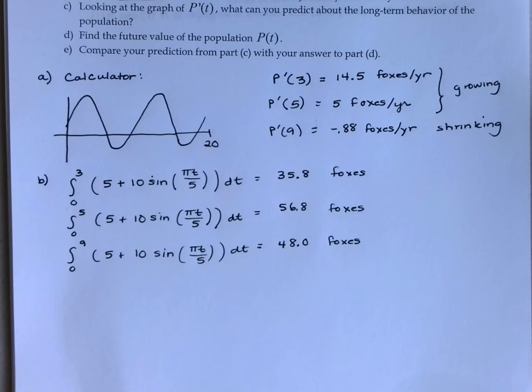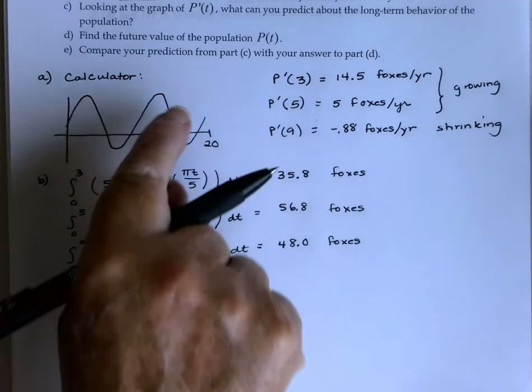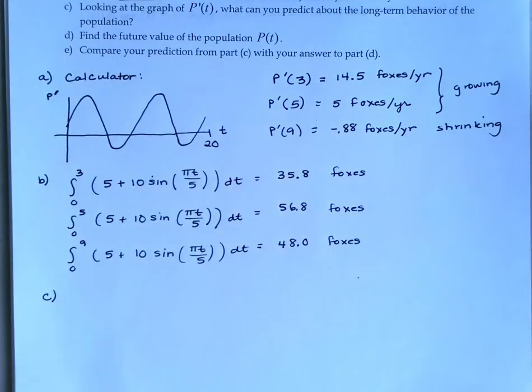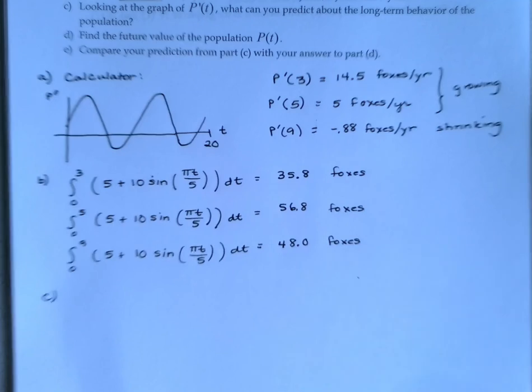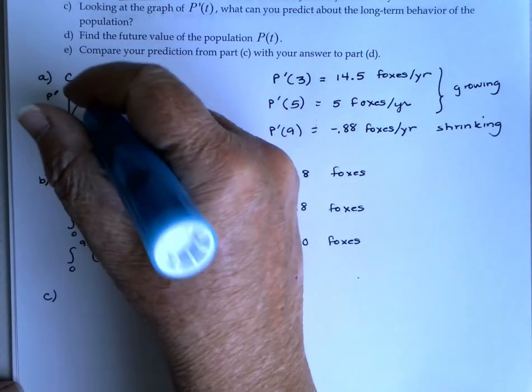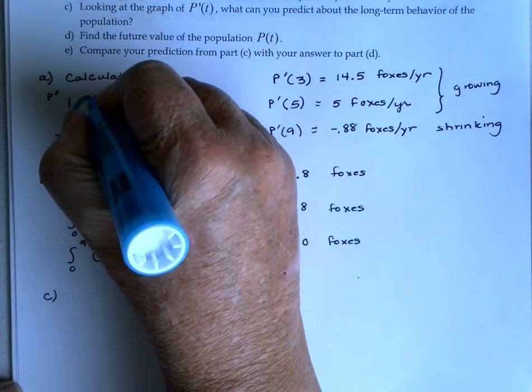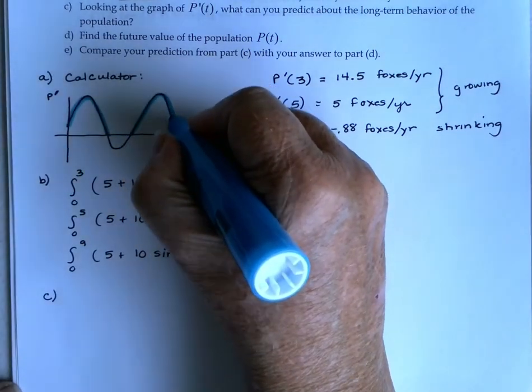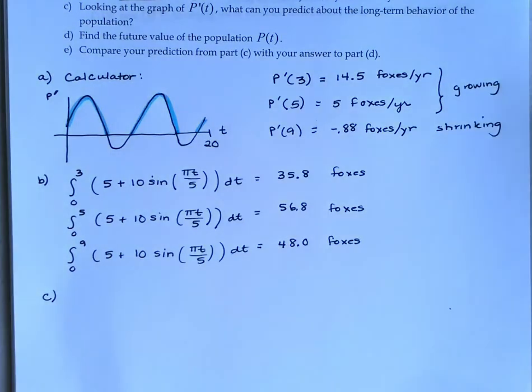All right, in part C, they're saying, looking at our graph of P prime, right, this is t and P prime, what can you predict about the long-term behavior of the population? Well, if we think about this a little bit, everywhere that there's a positive value of the derivative, P prime is positive, P prime is positive, and it would just start all over again, right?